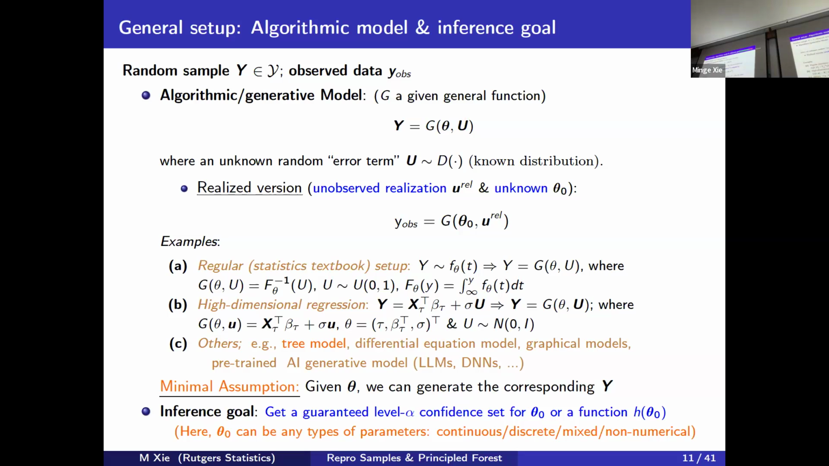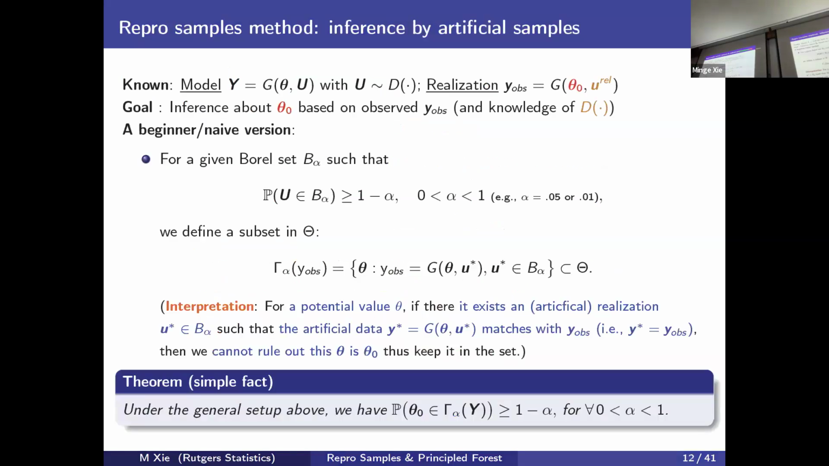The goal is to guarantee a level 95 confidence set for the parameter of interest. And the parameter here can be any type of parameter, continuous or discrete. This is actually one of the methods, and this slide can probably give you some intuition for why mathematically it works.